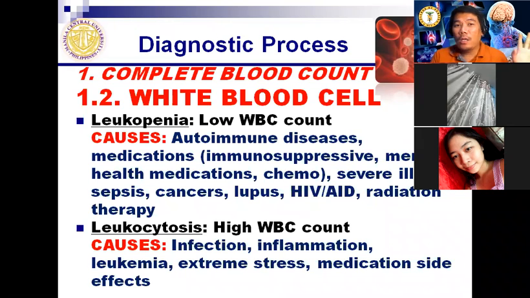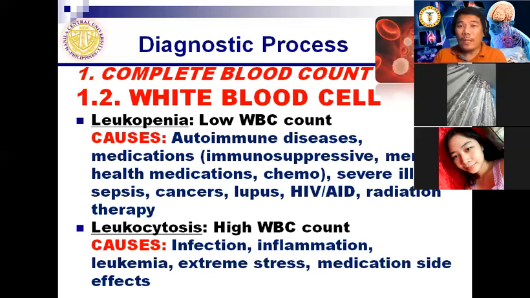Usually, if there is an increase in the WBC count, this is an indication of infection, inflammation, those with itis, inflammation, leukemia, okay, an extreme increase in the WBC count, and extreme stress, because the cortisol being released by the body hinders the immune system. So every time that you experience stress, expect the WBC to increase because it's related to the immune system, and most medication side effects.